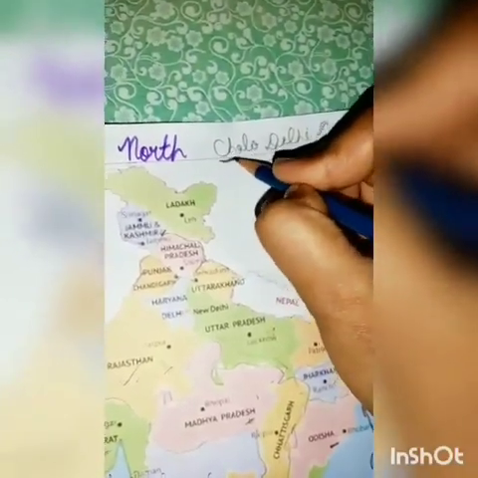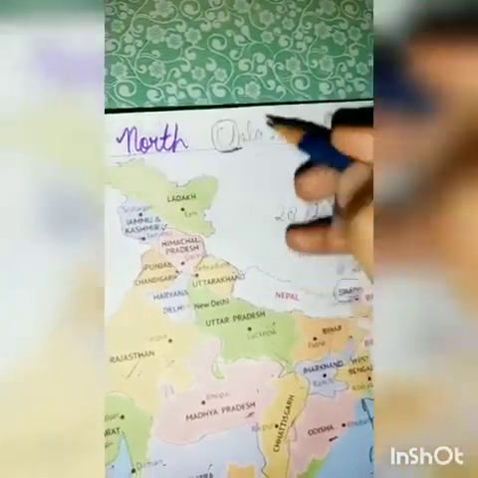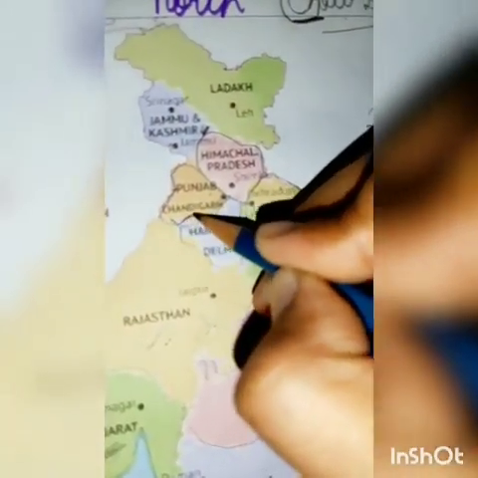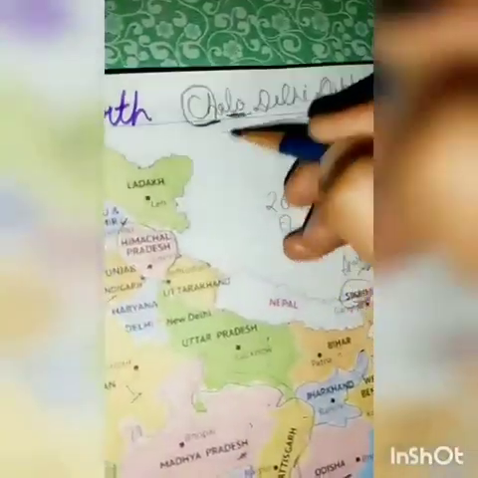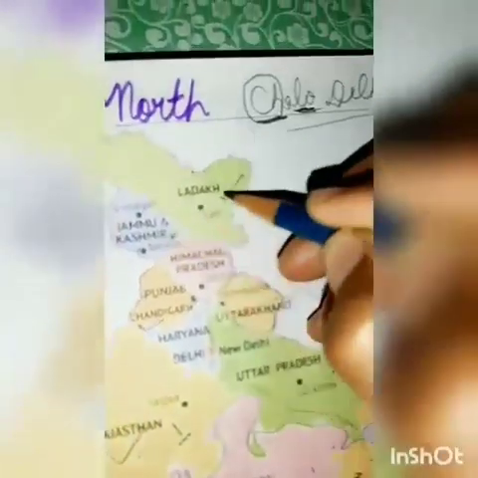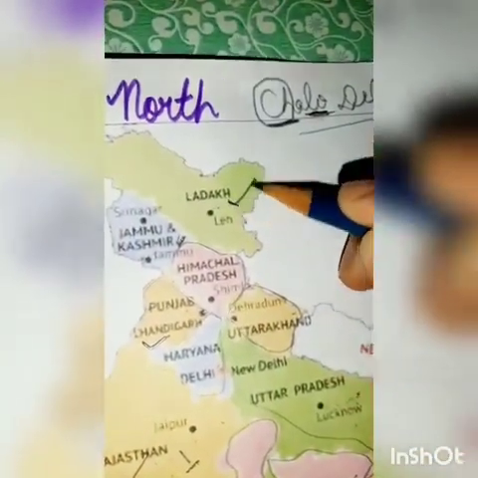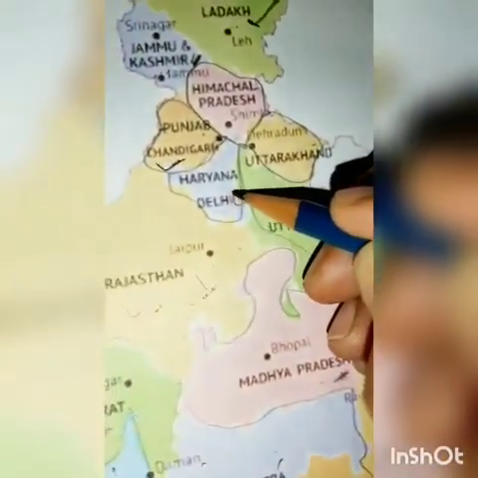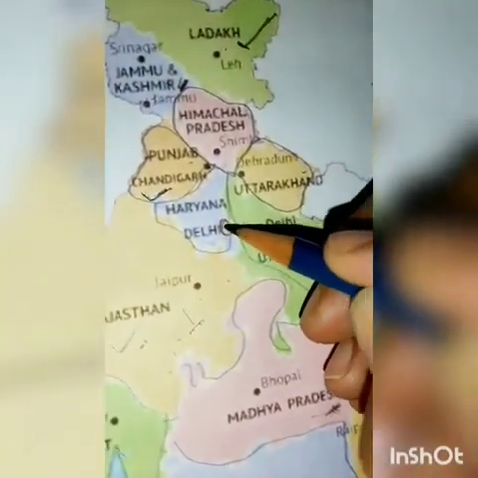CH of Chalo is for Chandigarh. With Punjab we have Chandigarh. Lo is for Ladakh. With Jammu and Kashmir, at the head of the map, we have Ladakh. Delhi is for Delhi. Delhi is in this part.